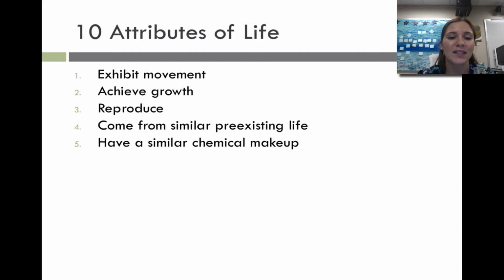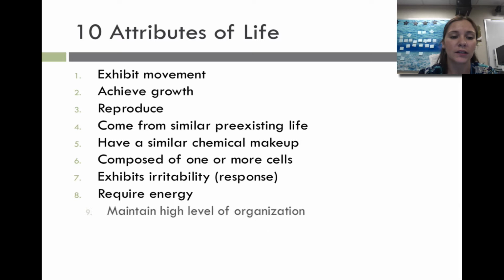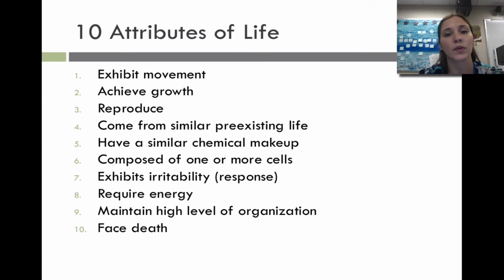Number 5, have a similar chemical makeup. Number 6, living things are composed of one or more cells. Number 7, living things exhibit irritability or response. Number 8, living things require energy. And number 9, they maintain a high level of organization. And finally, last, all living things will eventually face death. So here are the 10 characteristics that all living things must actually have in order to be considered alive.